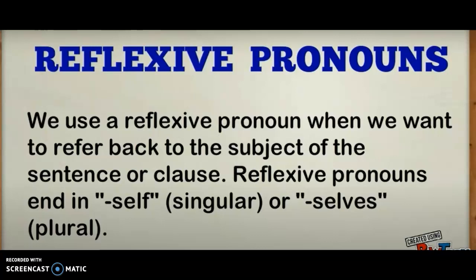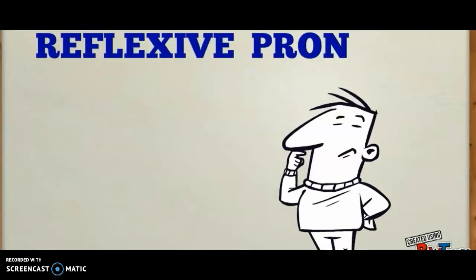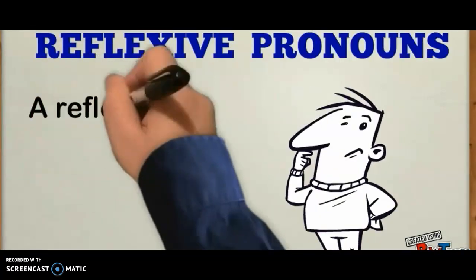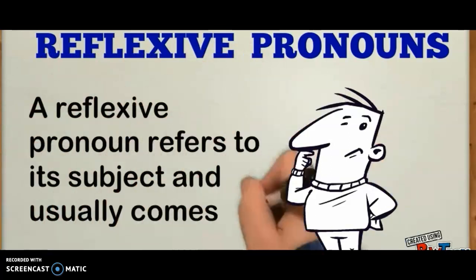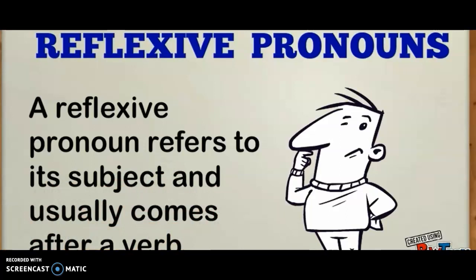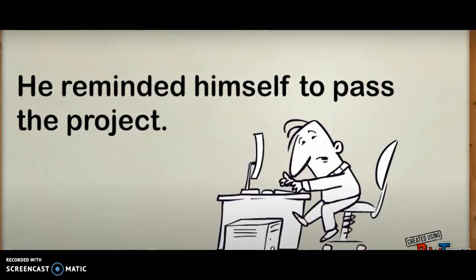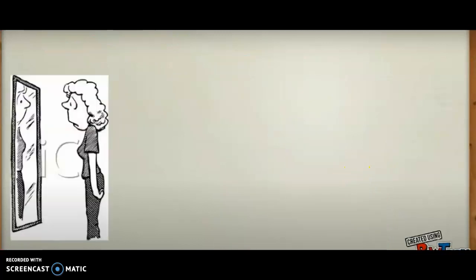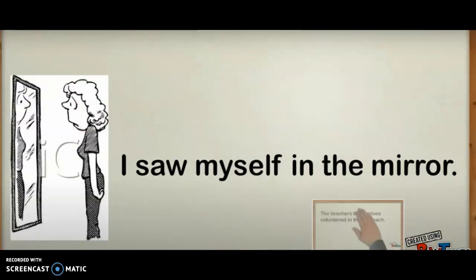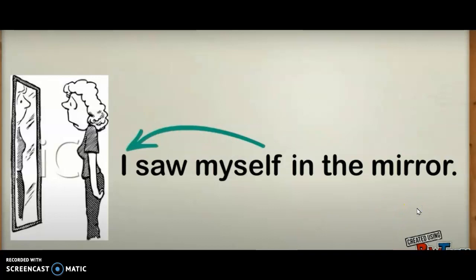So, the reflexive pronoun refers to its subject and usually comes after a verb, right? For example, he reminded himself to pass the project, or I saw myself in the mirror, right? We are referring to I, and we have the pronoun right next to a verb. This is something important to notice.